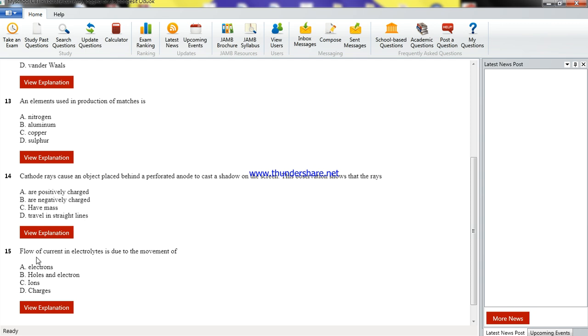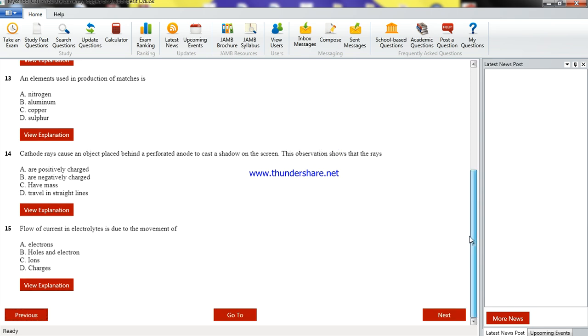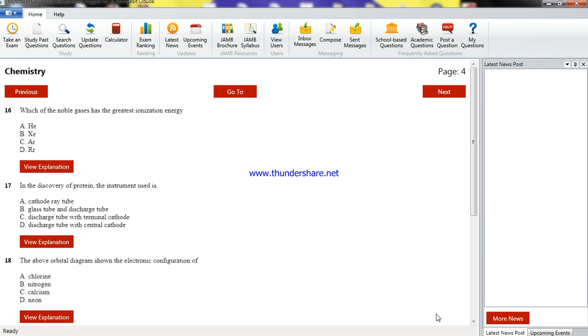Okay, the next question says the flow of current in electrolysis is due to movement of what? So option A is the correct answer, movement of electrons. Okay, option B says holes and electrons. Holes and electrons are mostly applicable in electronics, but for this question, the answer is electrons. Okay, let's check the next question.